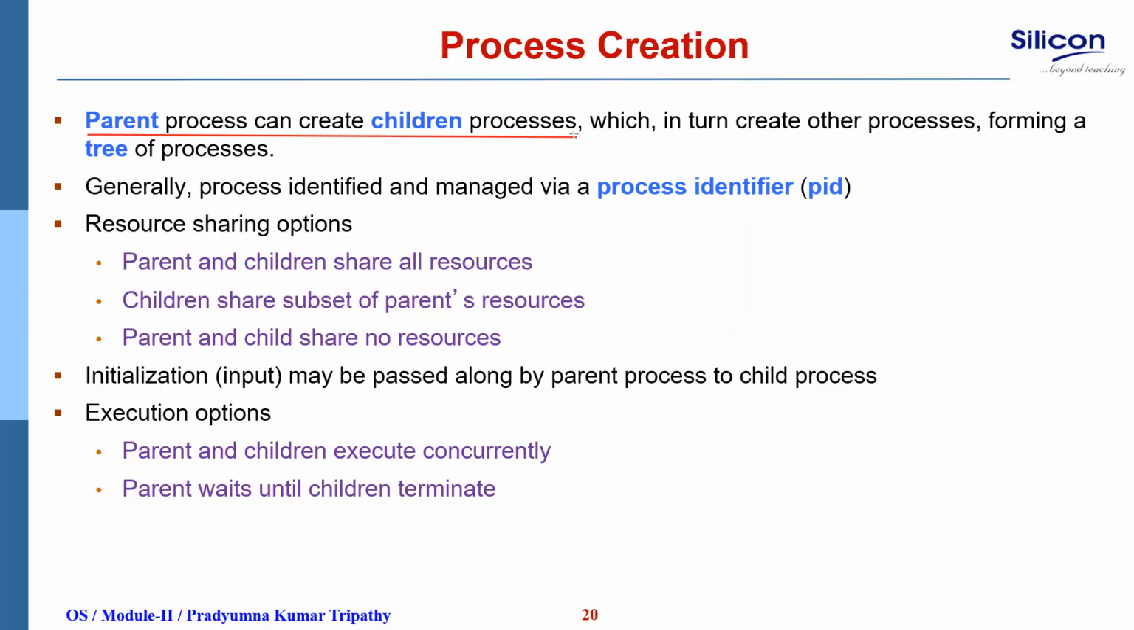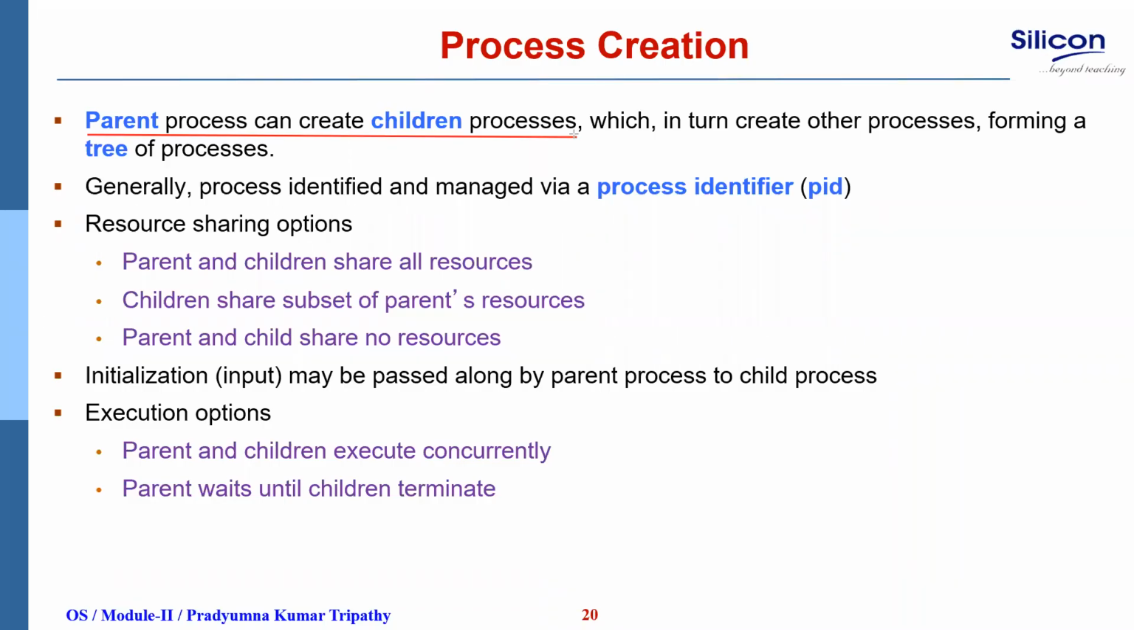Correct? So a process is identified and managed by a process identifier. Every process has a unique ID, which is called the process identifier or PID. Every process is uniquely identified, and that identifier is generally known as the PID.